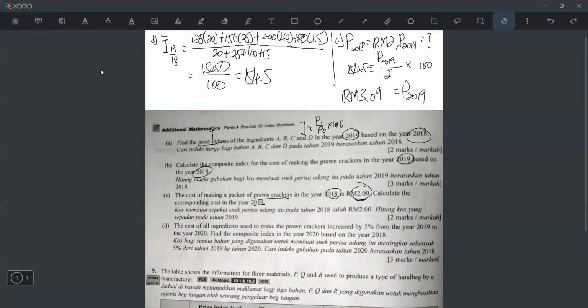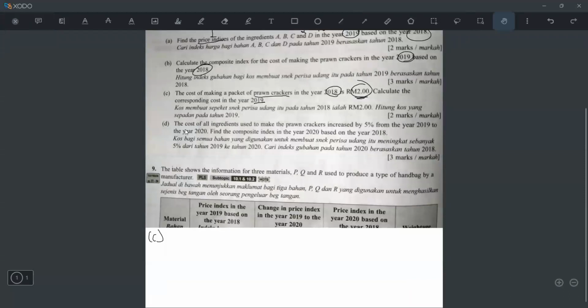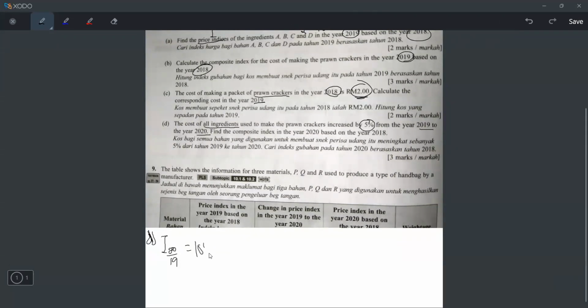Final question. Let's go. D. The cost of all ingredients used to make the prawn crackers increased by 5% from the year 2019 to 2020. That means they're trying to give you the I for 20 over 19. Yes, and they say increase 5%. So how? 105. Yeah, 105.